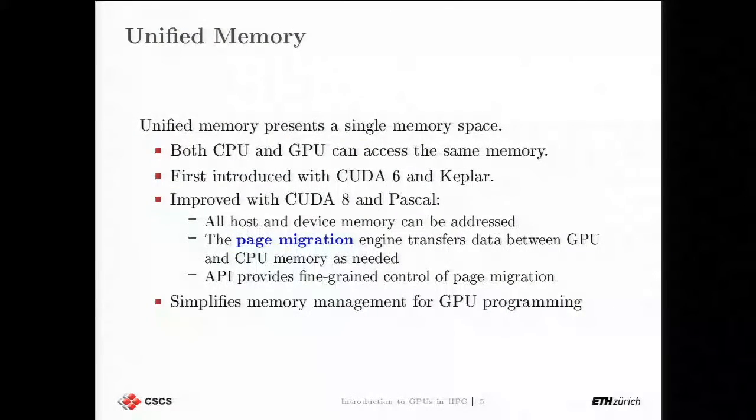It also provides an API for fine-grained control of page migration. We're not going to go into this here, but there are lots of advanced low-level features where you can say, I'm using this memory on the CPU now, but I know that the next time it's going to be used on the GPU, so you can start copying it over to the GPU now, so that it's hopefully arrived on the GPU before it's needed.